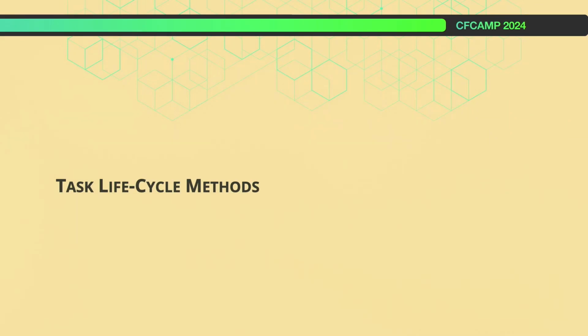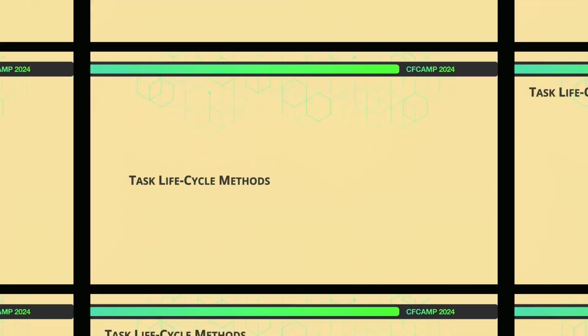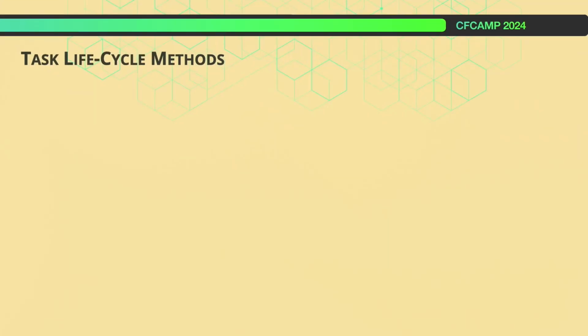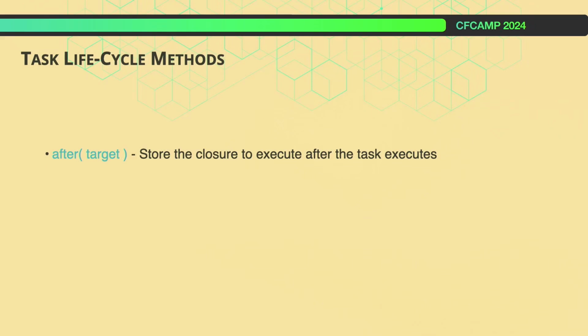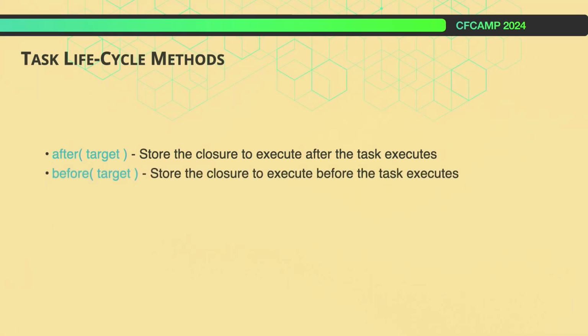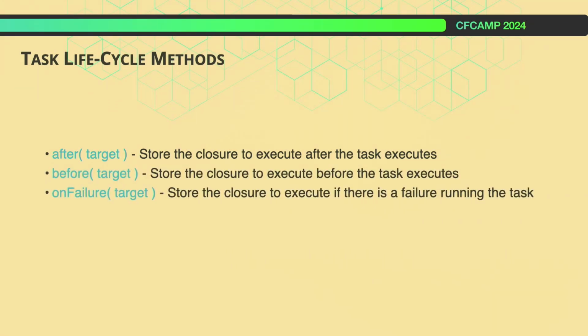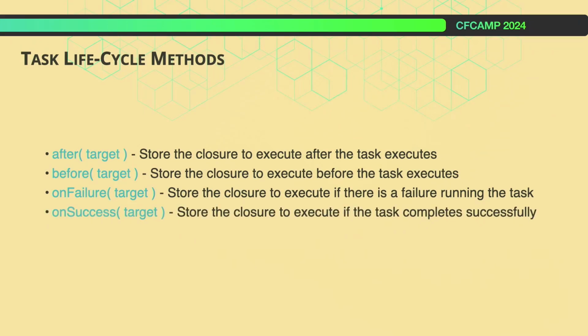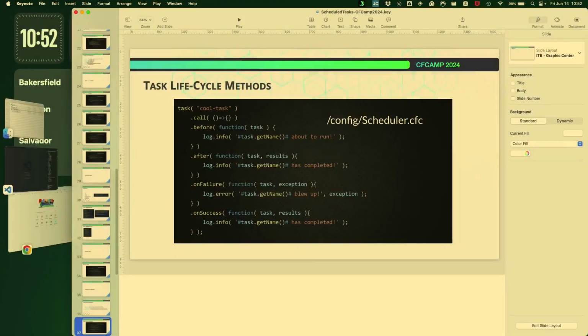Now, we saw lifecycle methods globally at the scheduler level, but we also have them at the task level. So the task can also dictate what happens after it executes. You store a programmatic closure or lambda to execute whenever your task completes, before it completes, on failure, on success. Whoops, skipped it too fast. Hold on.